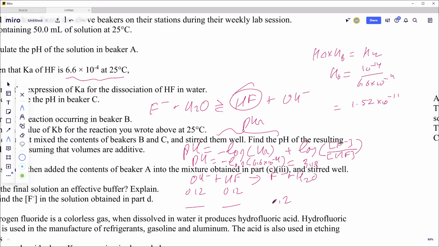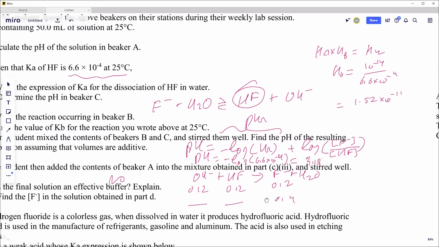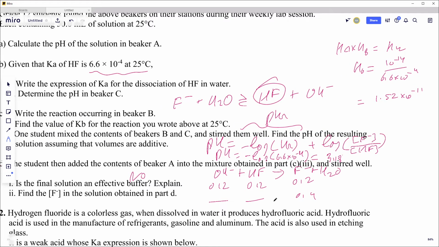You're not going to have a buffer solution anymore. To be honest, here you had 0.2 again from this, so actually they add up to 0.4. So these react fully, being consumed and producing more by 0.2, so 0.4. And these are fully consumed, so you don't have a buffer anymore. These fully reacted, and you don't have any HF left, so F− is alone, so no buffer. Find the concentration of F−.